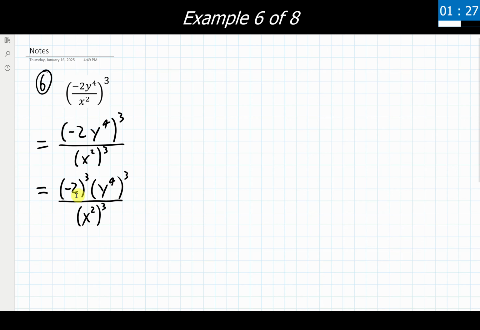I can work with -2 to the 3rd power. We can plug this into our calculator if we wanted to, and -2 to the 3rd power is going to give us -8. Y to the 4th raised to the 3rd power, that's going to have us use the power rule, which means these two exponents are going to multiply together, and that's going to give me y to the 12th. For our denominator, we once again have the power rule showing up.